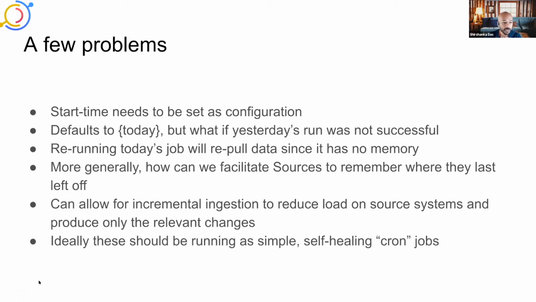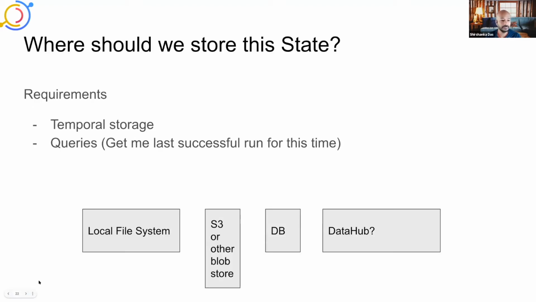So how did we do it? Well, we thought about where we could store this state. What were the requirements? First, we need temporal storage. So we need state to remember across time. And second, we want to be able to query that state to get the last successful run for a particular window of time. Of course, there are a few options for storing this state. You could store it in your local file system, or in S3 or some other blob store, or in a DB, or in DataHub. And we were like, huh, that's interesting. Maybe we can actually use DataHub as a state store for ingestion. Let's look at what that looks like.